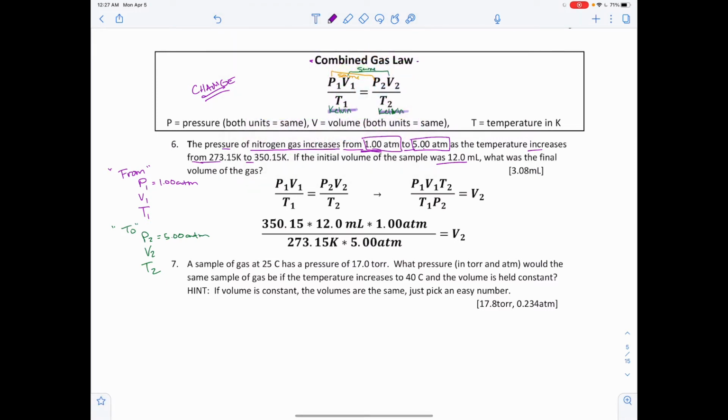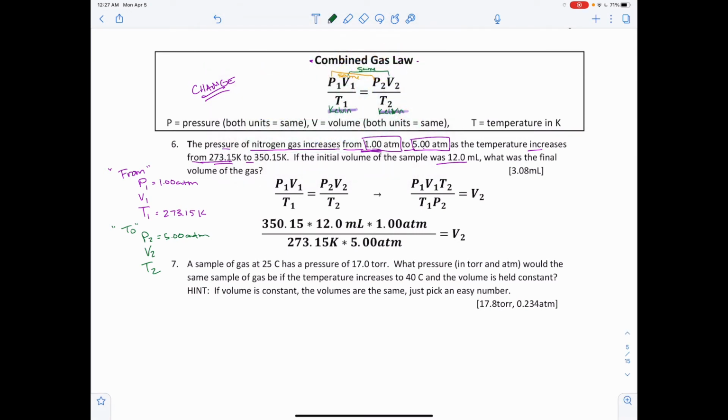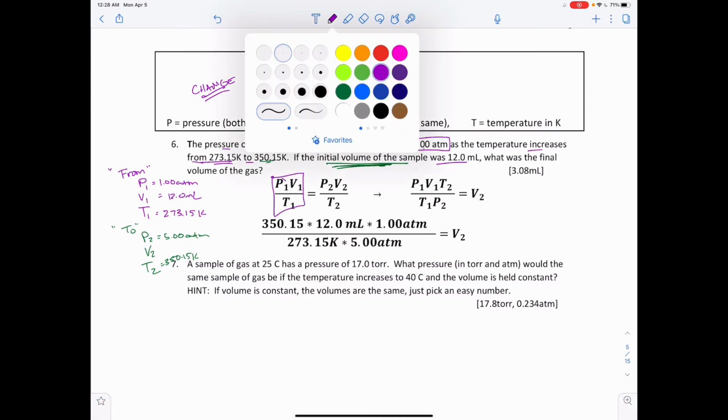Temperature increases from, so that's my first temperature. Notice that it is the correct unit. A lot of times I put temperature at the bottom as a special cue to myself that I almost always have to make sure that temperature is correct. Second temperature is 350.15 Kelvin. You probably want to write it a little neater than that. And then the last, initial volume. It doesn't say from, but it does say initial, so that would be at the beginning of something. So that's 12.0 milliliters.